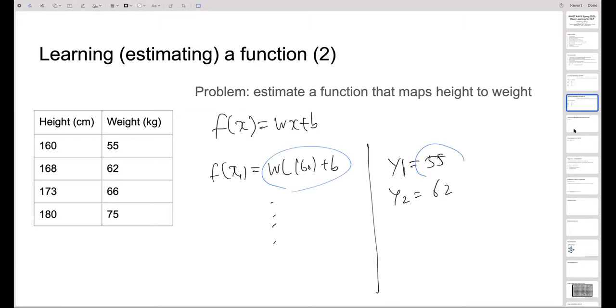So what is the error between this? And of course, we're not just computing one error for each sample, but we want to compute the average error. So what do you mean by average?